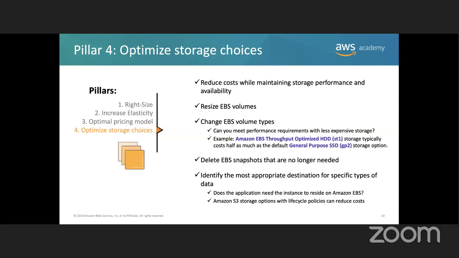Identify the most appropriate destination for specific types of data. Does the application need the instance to reside on Amazon EBS? The Amazon S3 storage option, with lifecycle policies, can reduce cost. When we get to storage, we're going to see Amazon S3 storage.